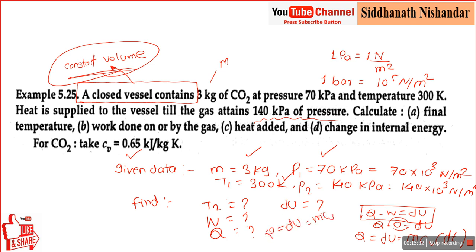So it is m Cv delta T. Why am I getting it directly? Because Cv is given. First find T2, and m is there. So dQ is directly obtained, and work done is 0. A very simple and straightforward numerical.